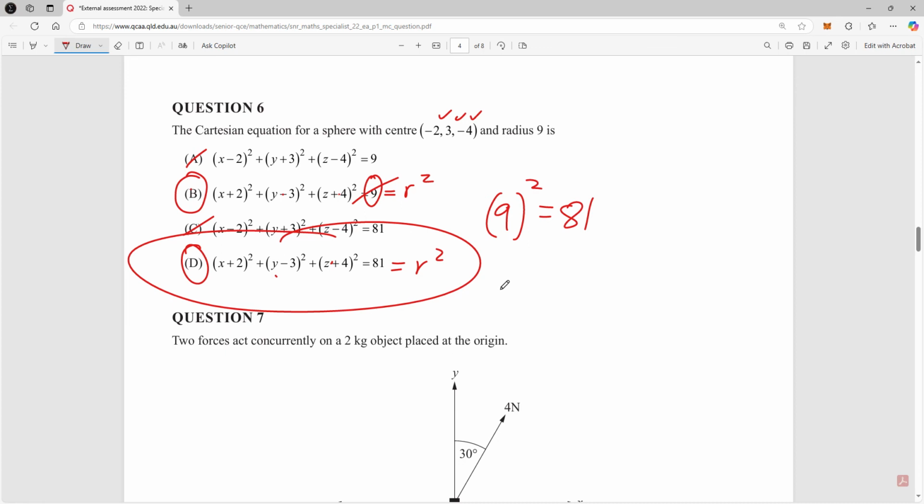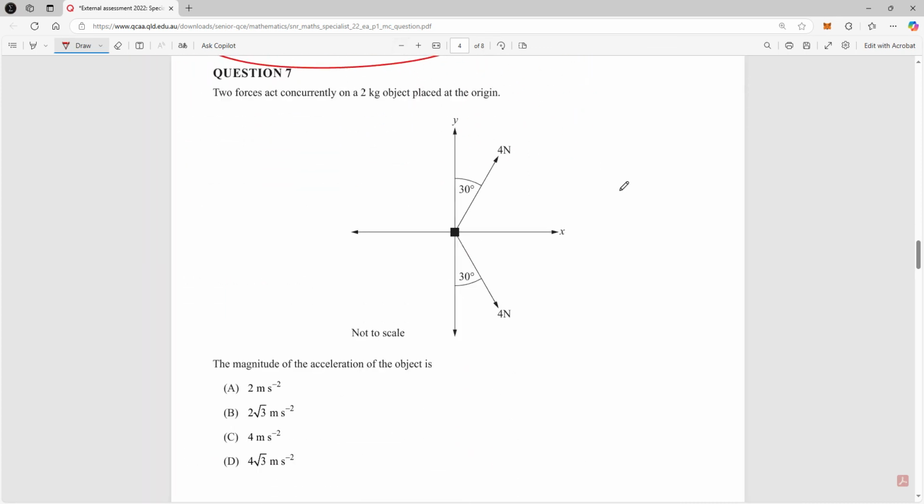Alright, let's move on to question 7. So, two forces act coherently on a 2 kilo object placed at the origin. So, the magnitude of the acceleration of the object is. Okay, so this is kind of a physics question, but most people should be fine with this if you know your vectors. First of all, if I'm pulling this way and this way with equal angle and equal force, it's not going to move up or down. It's just going to move in this direction here, because this force here and this force here are going to perfectly cancel each other out.